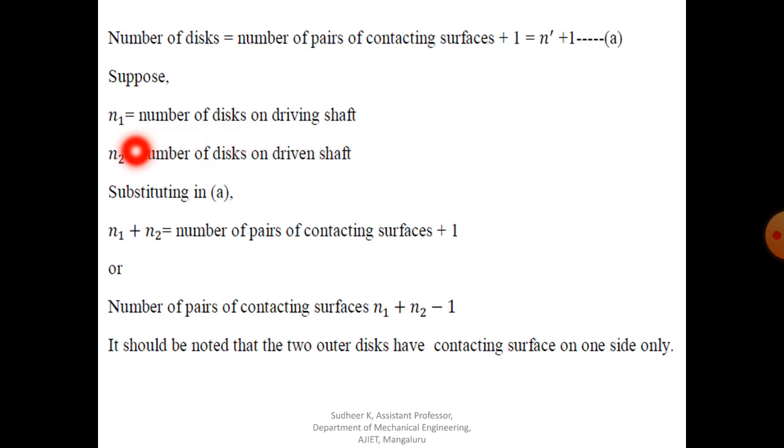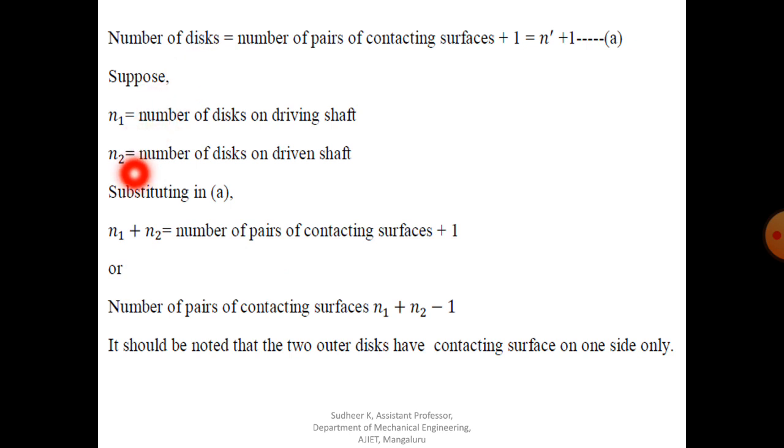Suppose N1 is the number of discs on the driving shaft, which is made up of bronze material, and N2 is the number of discs on the driven shaft, which is made of steel. This is set A and this is set B. Now substituting, N1 plus N2 will give you the number of pairs of contacting surfaces plus 1. So N1 plus N2 is nothing but the total number of discs.